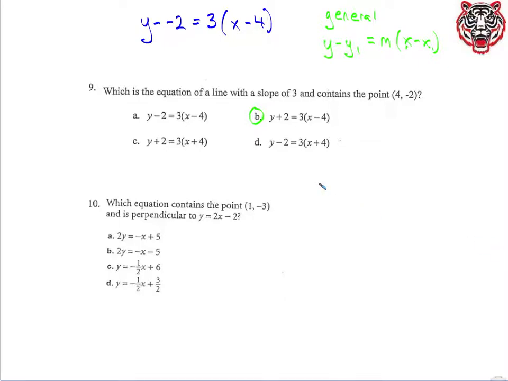Hands for question, hands for break. No, we're good. Then we go on to number 10.